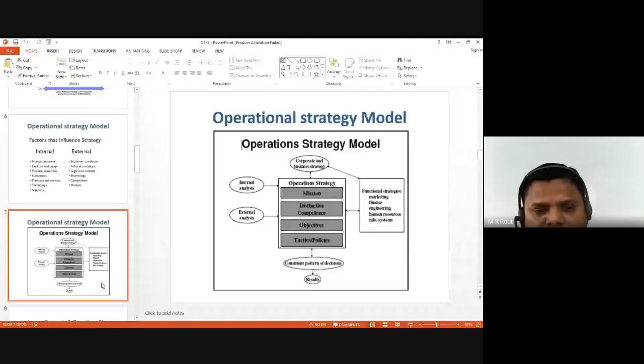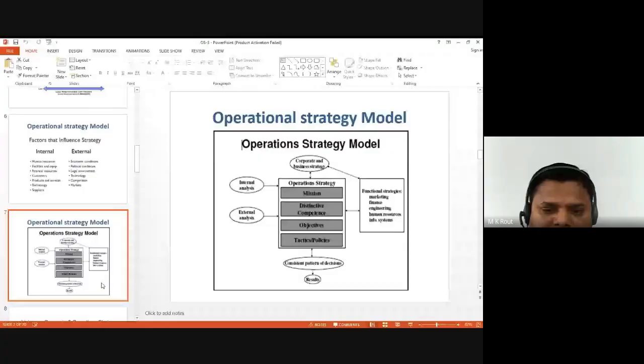The next is your external analysis. That means first you have to identify the economic conditions, the political conditions, and the government, legal and environment conditions. The next part is you have to analyze the different types of competitors available in the market, and finally you must analyze the market. After that, you go for a consistent pattern of decisions and finally get the result.